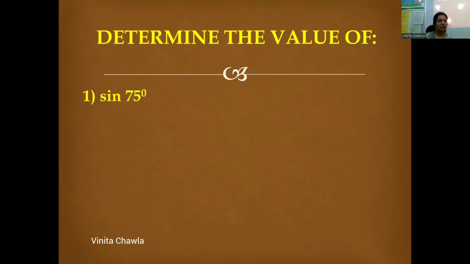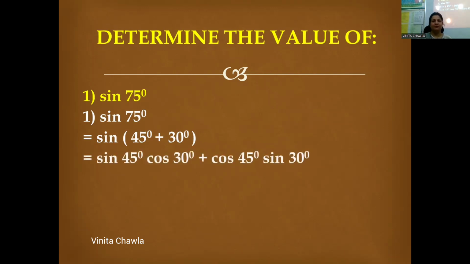Very good, right? So can we write this 75 degree as 45 degree plus 30 degree? So we can use sin a plus b here. Okay, so we'll be using that formula, and using that formula you can find the value of sin 75 degree. Sin 75 degree can be written as sin 45 degree plus 30 degree. So sin a plus b is sin a cos b plus cos a sin b. So a is 45 and b is 30.